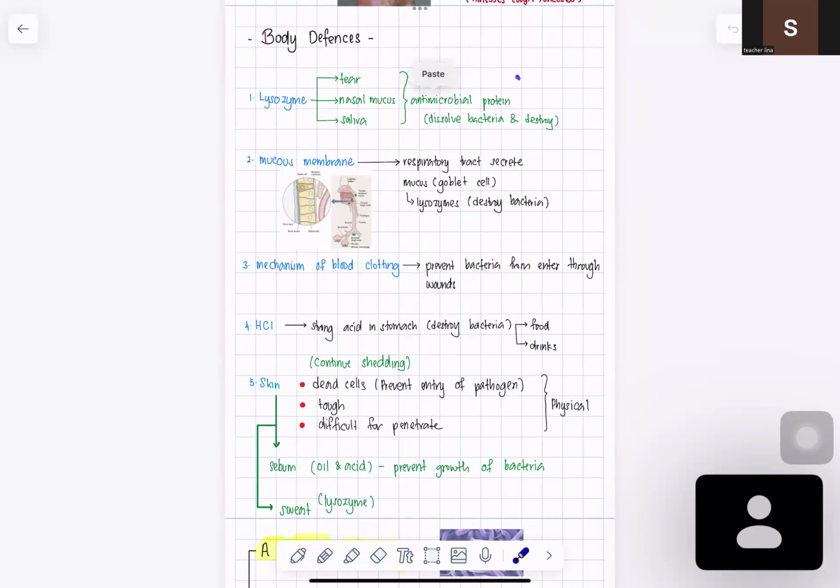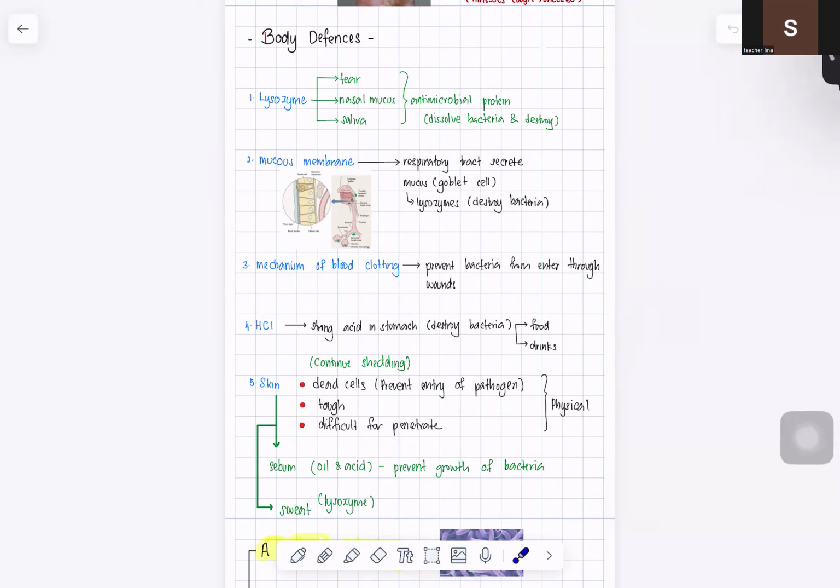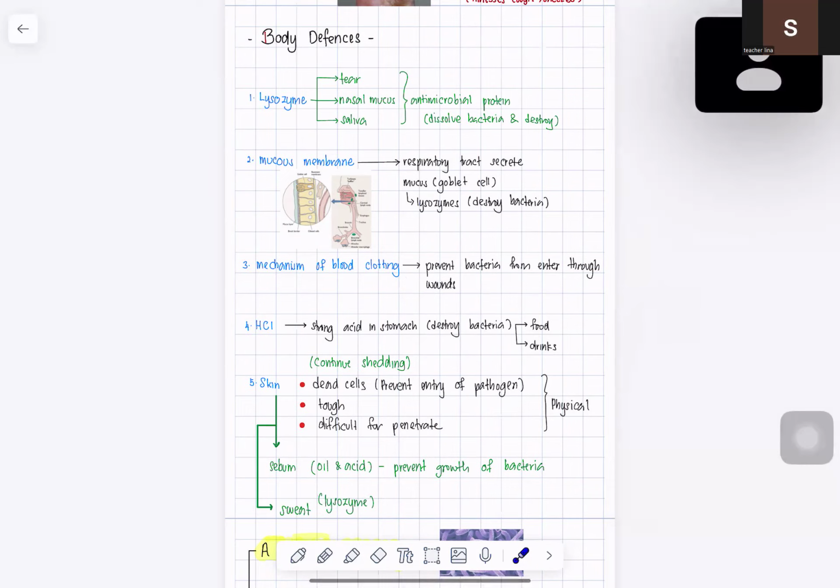Right, the last time. Do you want me to recall back the body defense? Okay lah, I start with the body defense, okay? Alright, so.